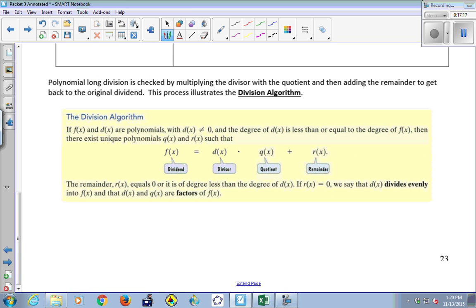So polynomial long division, you can check by multiplying. This is called the division algorithm. If you multiply the thing you were dividing by times the answer and add the remainder, you get the original dividend, the thing under the division symbol.